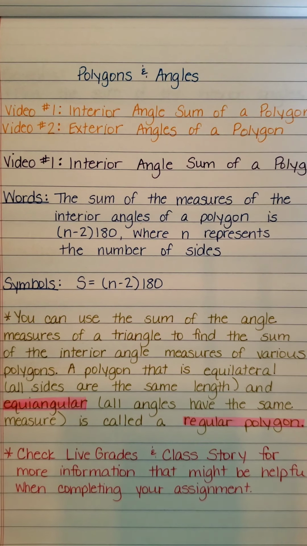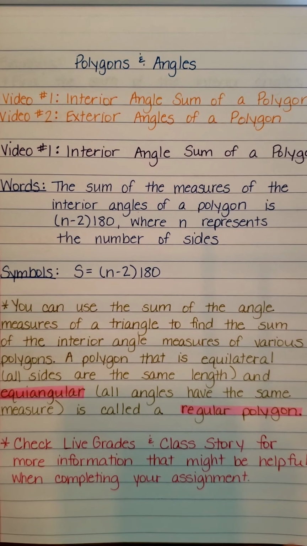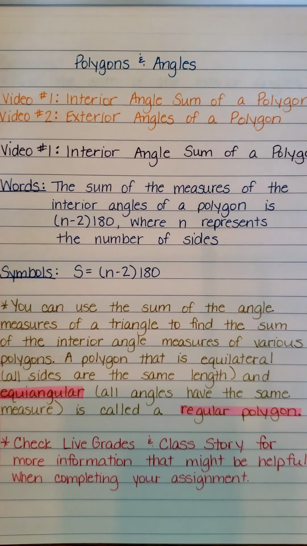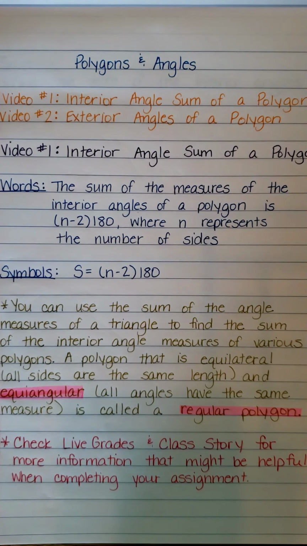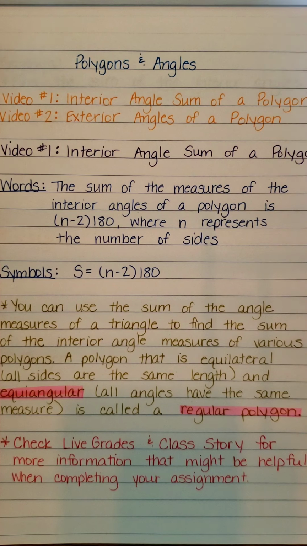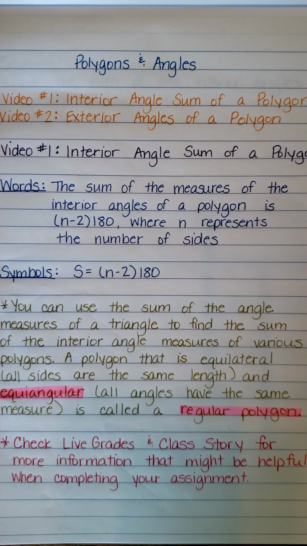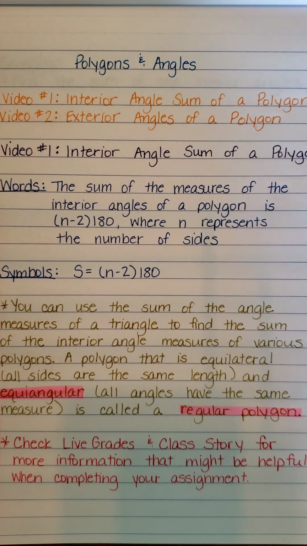Okay? All right, so two things here to think about. You can use the sum of the angle measures of a triangle to find the sum of the interior angle measures of various polygons. A polygon that is equilateral, which means all sides are the same length, and equiangular, which means that all angles have the same measure, is called a regular polygon, okay?